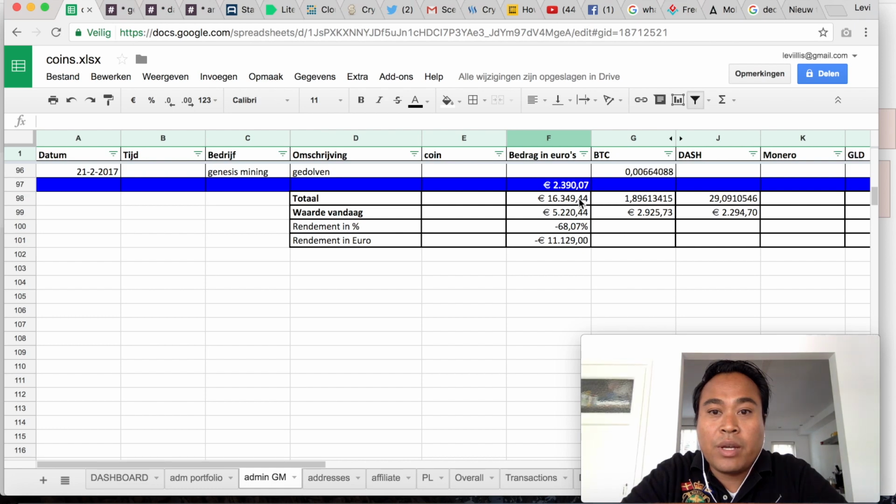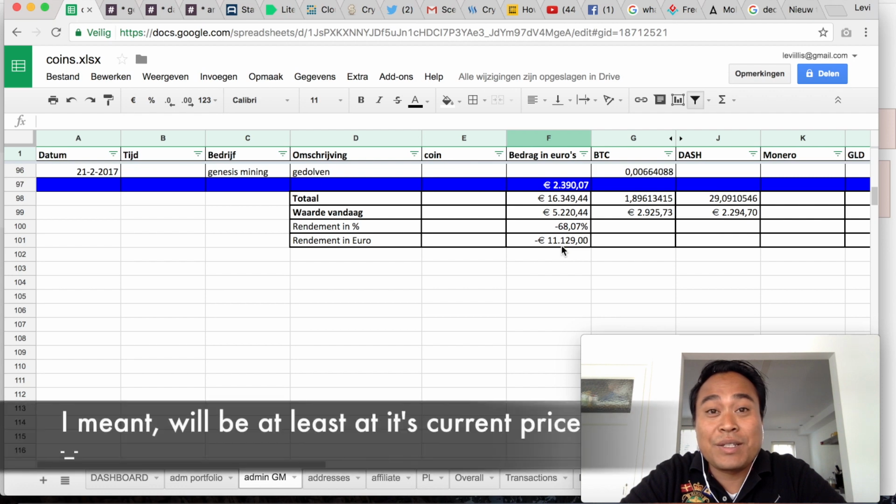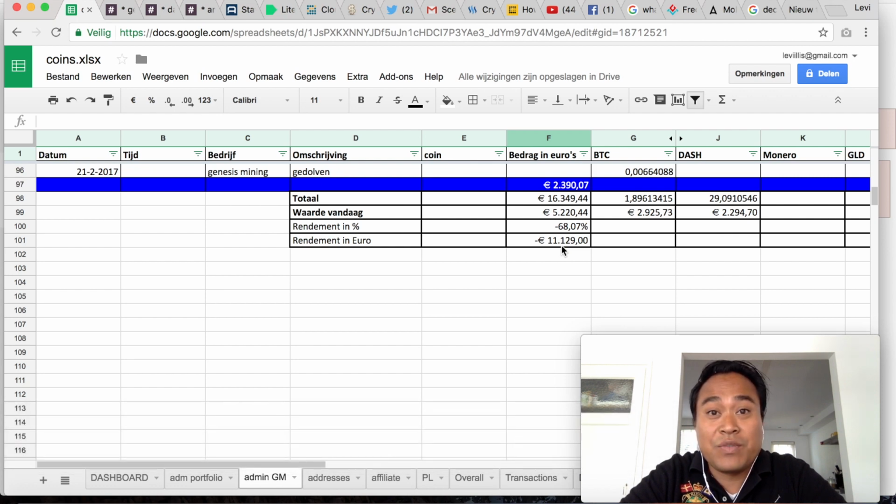Up until now, I've invested like 16k in Genesis Mining, and I started on the 21st of February. I've generated 1.89 BTC and 29 Dash at the moment, which has a total value of 5.2k euros. If we look at this and the amount that I'm still in the red, it means that in approximately 6 months I will break even on my 16k. The assumption then is of course that the price of Bitcoin will stay at this price, and the price of Dash will stay at this price.